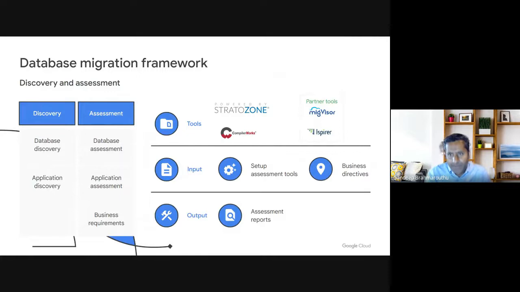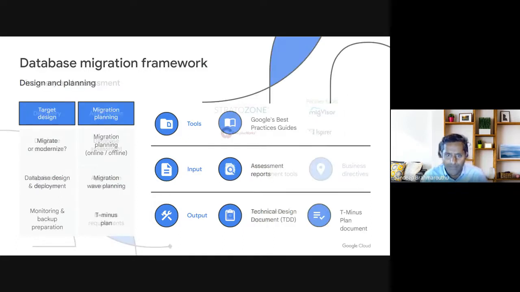So now that we talked about the journey, I don't want to repeat myself, but I want to give the same information from a migration framework perspective, right? We talked about how important discovery and assessment are up front, and leveraging the right tools and providing the right inputs to produce the right outputs that you can then review to do the proper planning for your migration itself, right?